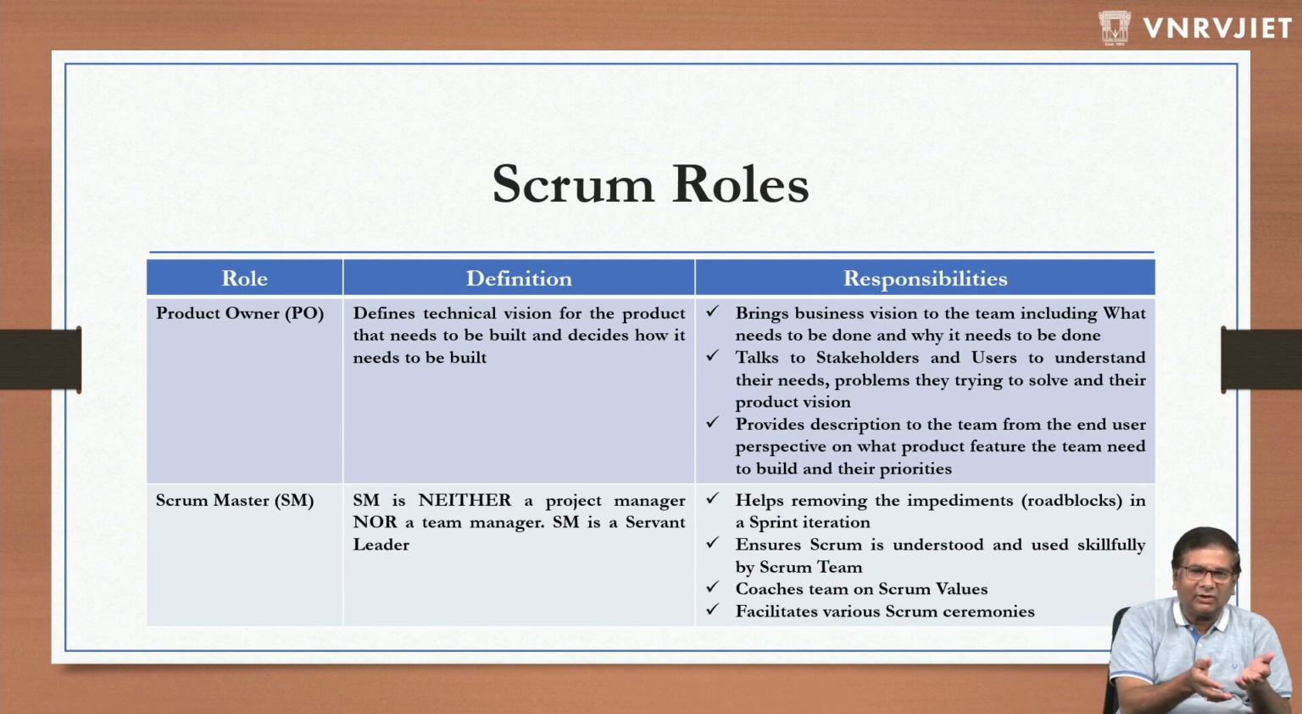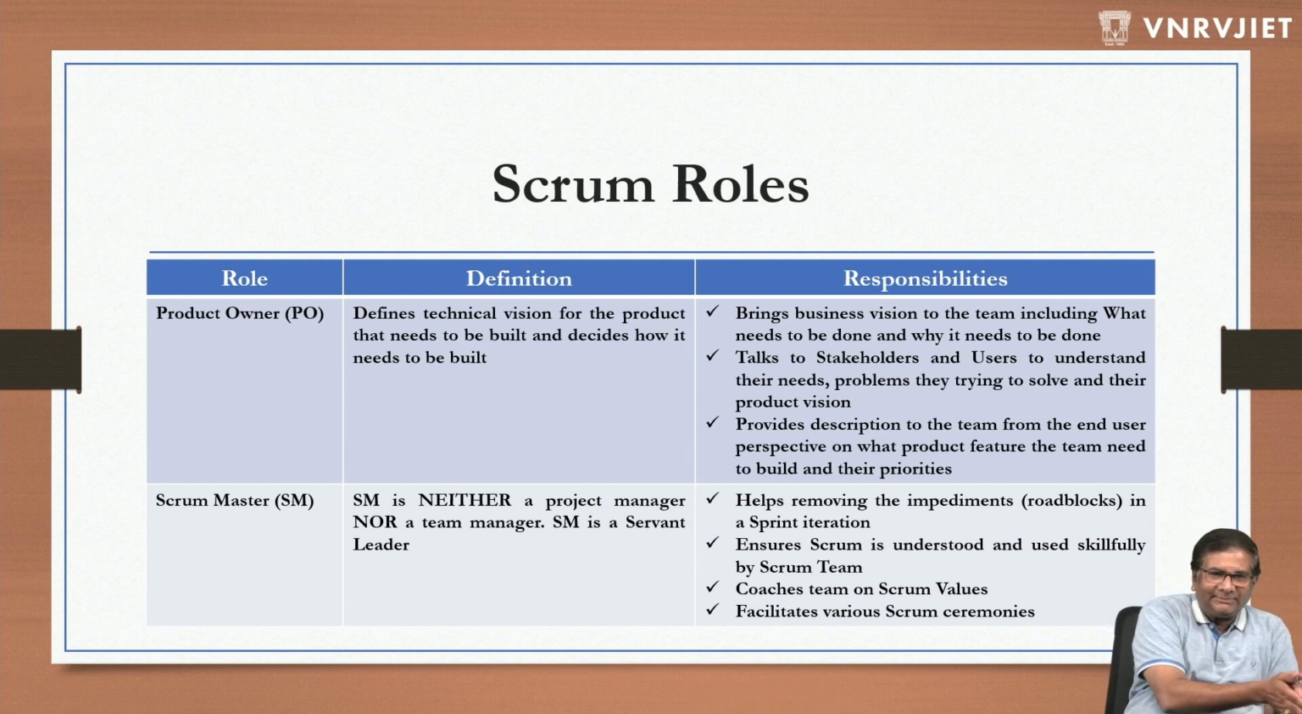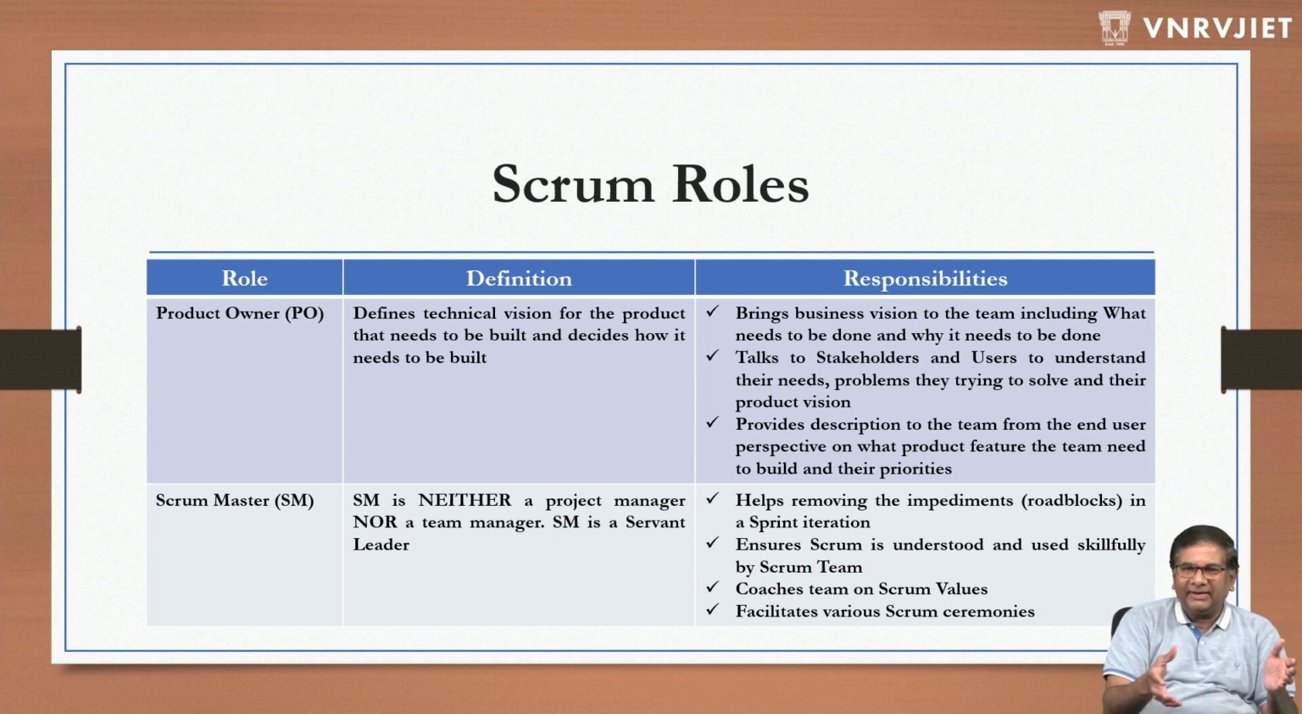The next role is the Scrum Master. The Scrum Master is neither a project manager, nor a product manager, nor a team manager. He is a servant leader. This person, the Scrum Master, is responsible for running the Scrum activities. So what are the Scrum activities? We are going to discuss that further. He ensures that everybody in Scrum follows the Scrum philosophies or values: openness, courage, all these things which we discussed in earlier presentations. So he makes sure that everybody is on the same page.